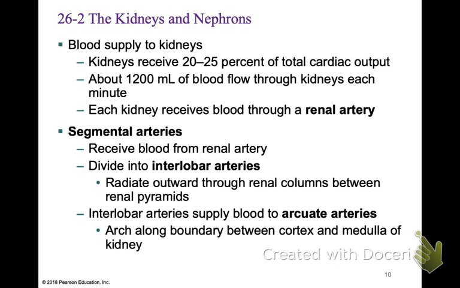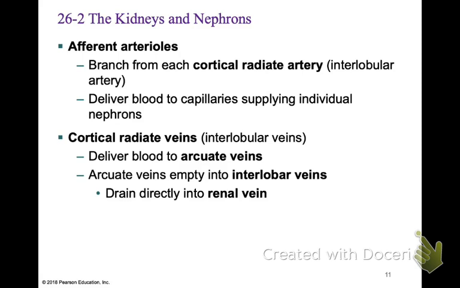At the top of each pyramid, they split into arcuate arteries. You can think of these as arching over the pyramids. And then within the cortex, each arcuate artery gives rise to little interlobular arteries, which give off the afferent arterioles. And the afferent arterioles supply individually the blood to the capillaries in the cortical material, that is in the renal cortex and the renal columns.